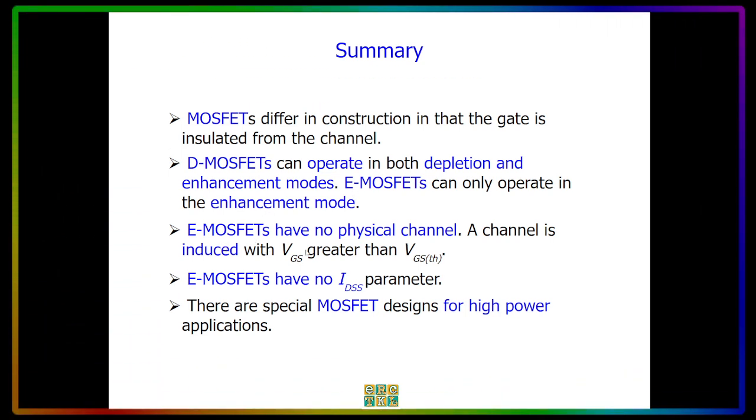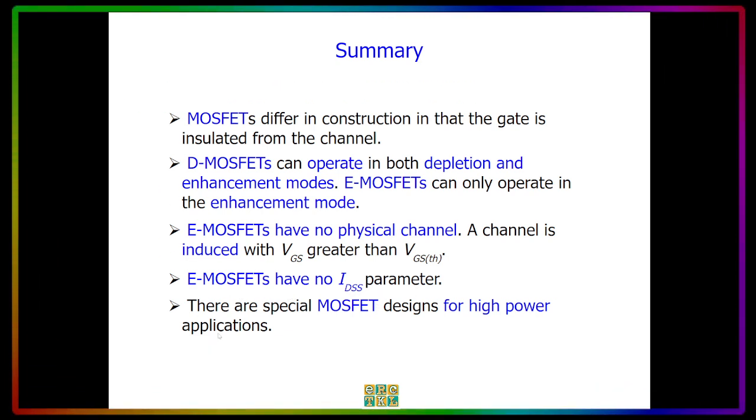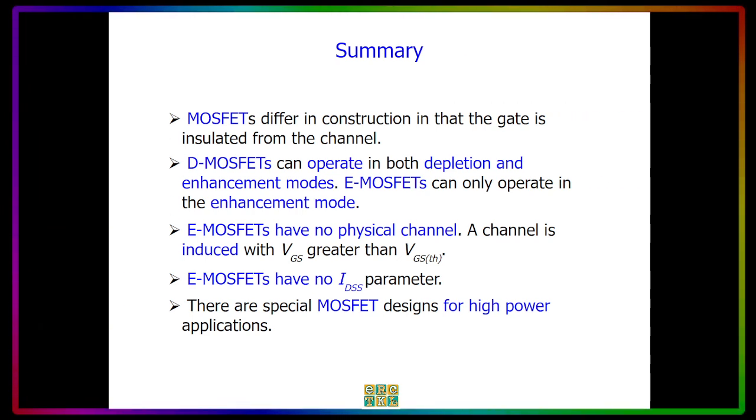Now, the E-MOSFETs have no physical channel, and a channel is just induced or produced with VGS greater than VGS(th), or it's like the Thevenin VGS. Now, E-MOSFETs have no IDSS parameter, and there are special MOSFET designs for high power applications. So there you go. This ends the tutorial series about field effect transistors.